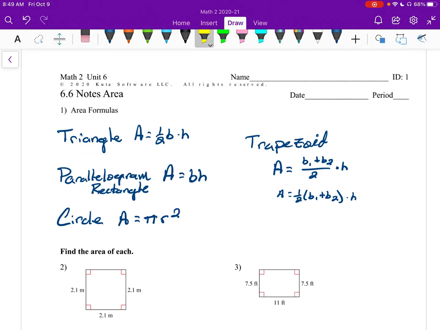All right, Math 2, Unit 6, notes for area. So here are our area formulas. If you need to, you can pause the video and copy those down, and then I'm going to talk about them for a second.